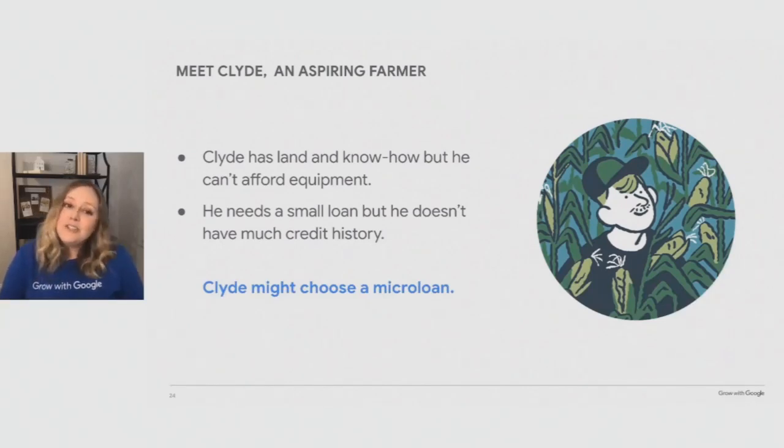Now, the machines shouldn't be too expensive, but their price tags stand between Clyde and his goal of starting the business. And obviously, he can't start that business until he actually has equipment to farm. Clyde has not owned his own business before and hasn't established his credit, so it might be hard for him to get a bank loan. A microloan might be a good choice for him.